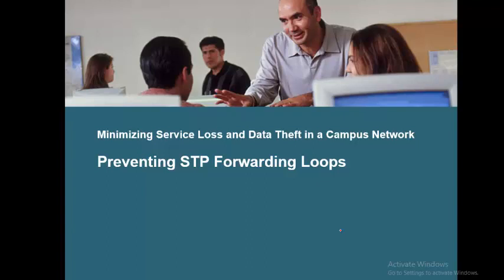Now, I think this is the last chapter in switch security. Let's see: preventing STP forwarding loops. STP's job is to prevent loops. But what if STP fails? It's software, basically software running on hardware. So failure can be caused by hardware as well as software. Hardware can fail sometimes, and software can fail sometimes.